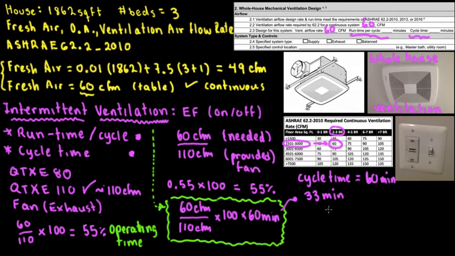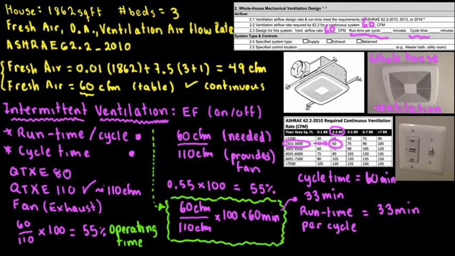All right, so that would be called the run time per cycle. Run time per cycle will be 33 minutes. So the runtime per cycle is 33 minutes and the cycle time is 60 minutes.